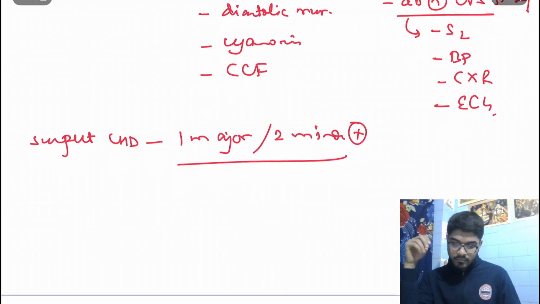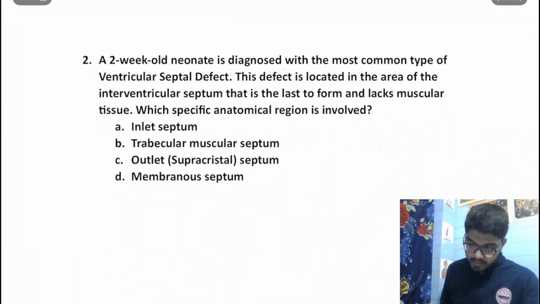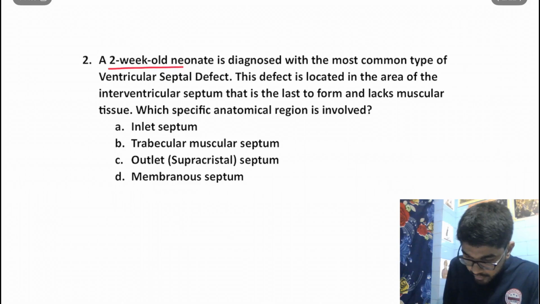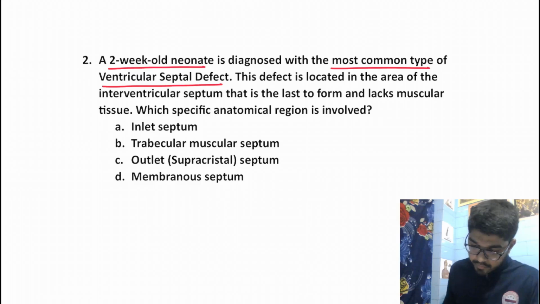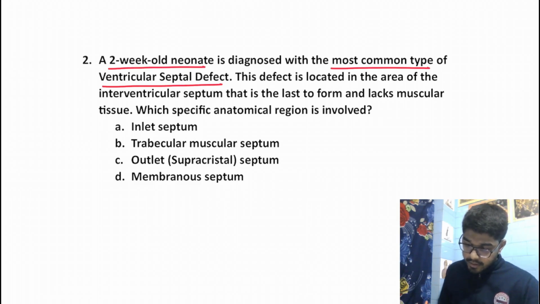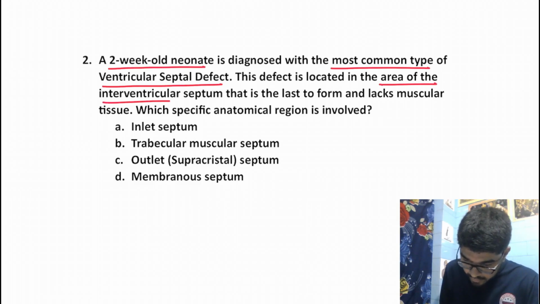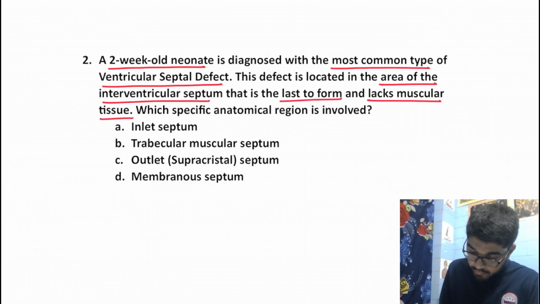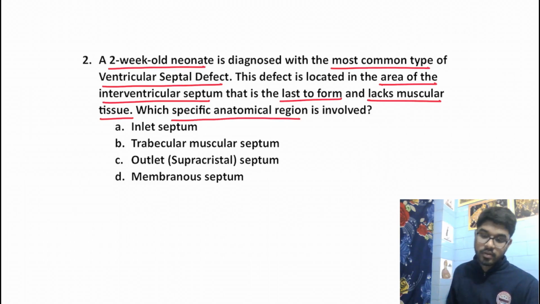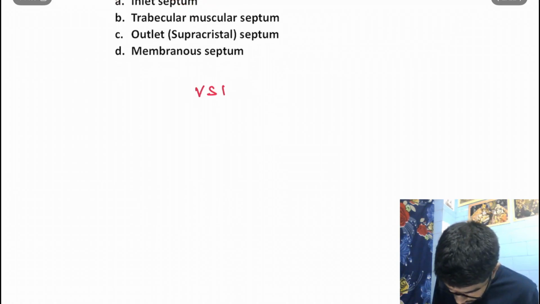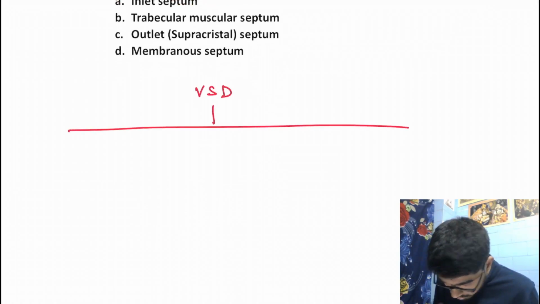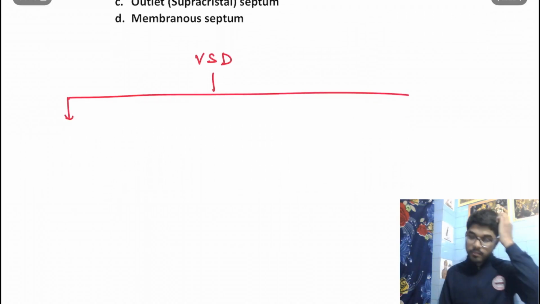Okay. Moving on to the next question. Now, a 2-week-old neonate is diagnosed with the most common type of ventricular septal defect. Now, the defect is located in the area of interventricular septum that is last to form and lacks the muscular tissue. Which specific anatomical region is involved? Now, we are talking about VSD. Remember that on the basis of location, VSD can be divided into 4 types.